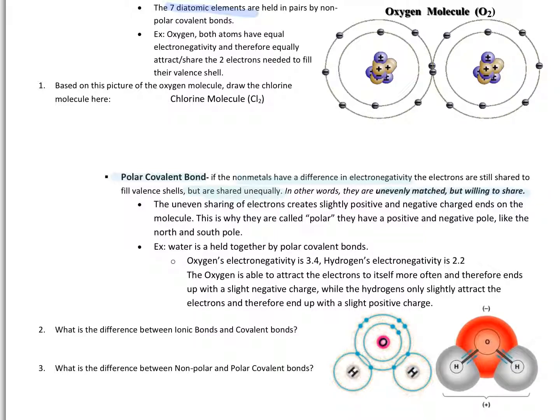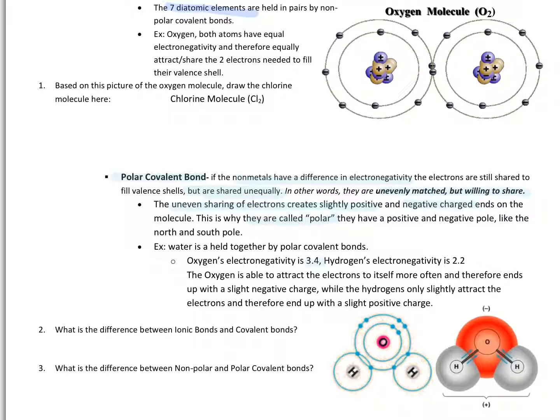Okay? So let's go through these notes to go on further with that concept. So this uneven sharing of electrons creates a slightly positive and negative charged end. This is why they are called polar. They have a positive and a negative pole, like the North and South Pole. So example, water is a polar covalent bond.